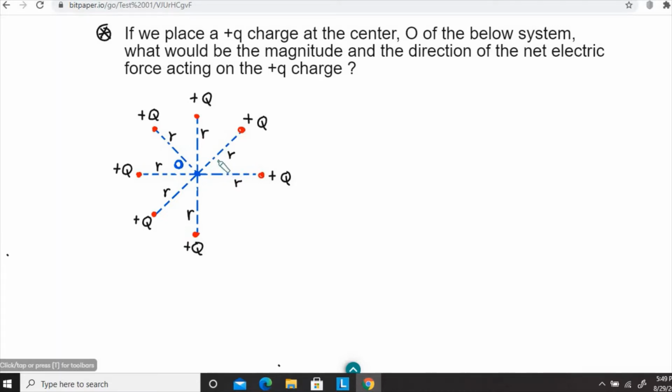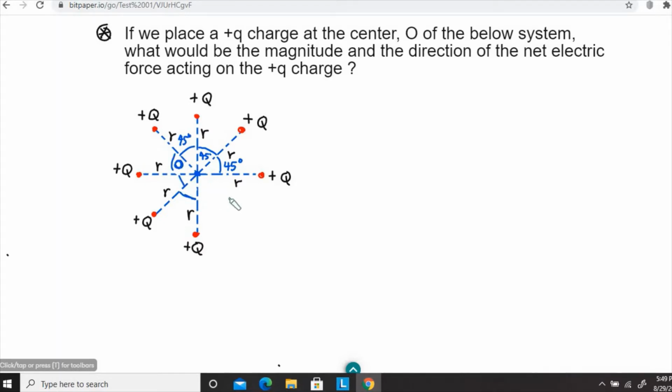Now these angles are all 45 degrees, so keep that in mind. This is 45 degrees and that's 45 degrees. All these are 45-degree angles.